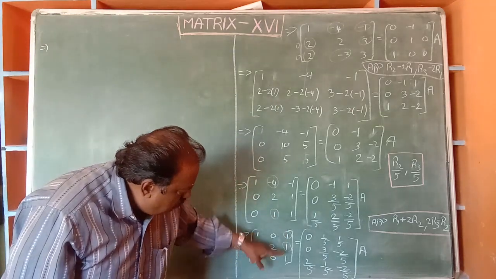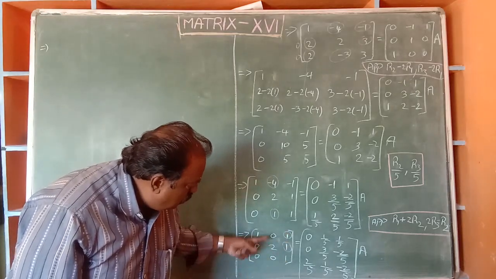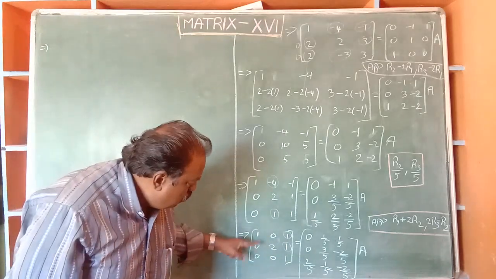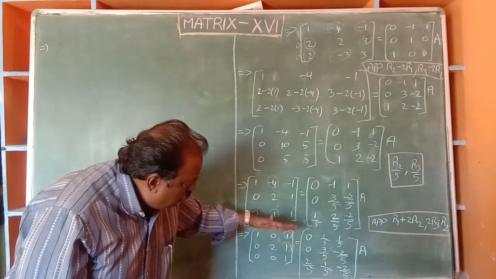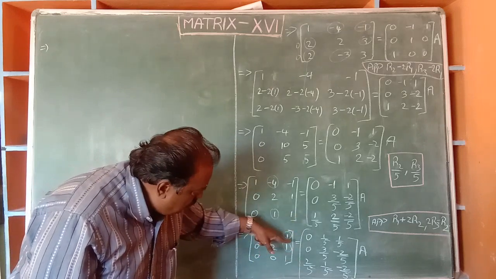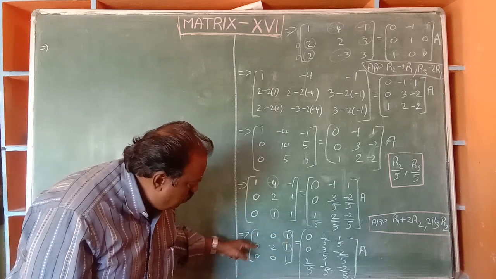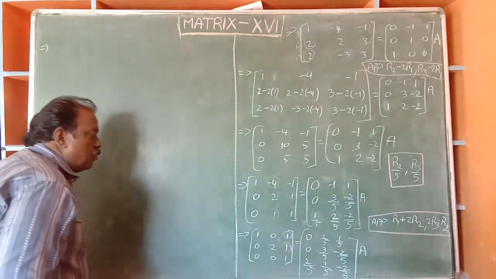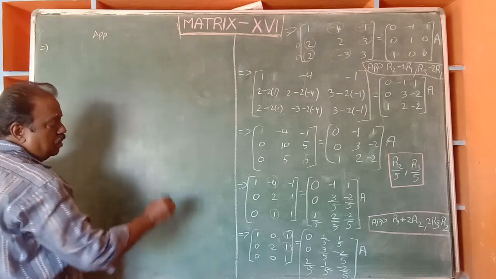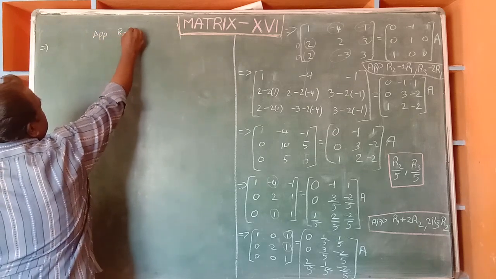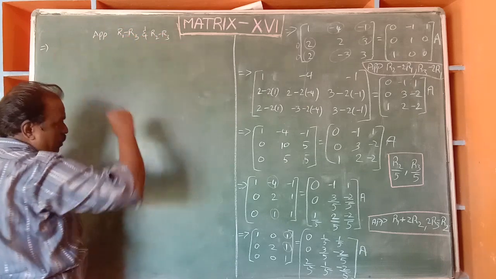If you take R1 minus R3: 1 minus 1, we get 0. Here 0 minus 0 will not be changed, 1 minus 0 also not. So here we should not do R1 minus R2, but R1 minus R3. Here also R2 minus R3: 1 minus 1, 2 minus 0, 0 minus 0. It will not be disturbed. So we have to apply R1 minus R3 and R2 minus R3.